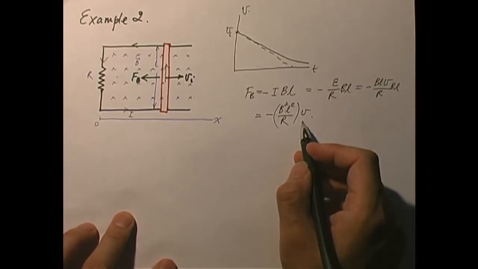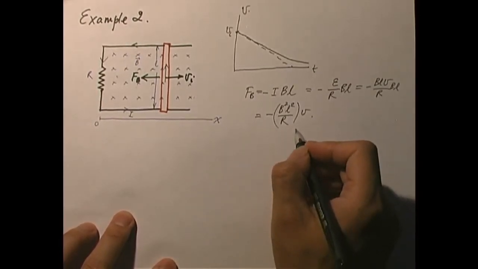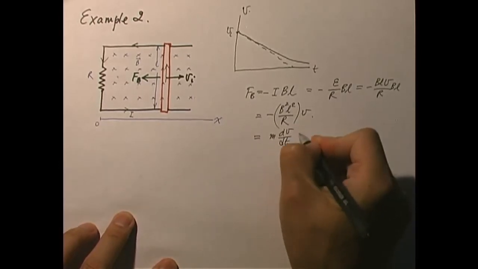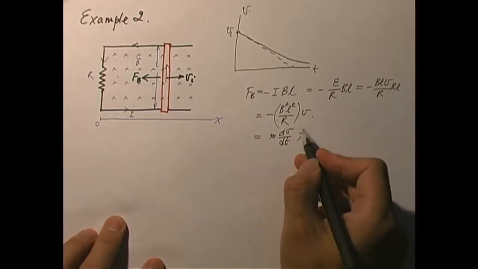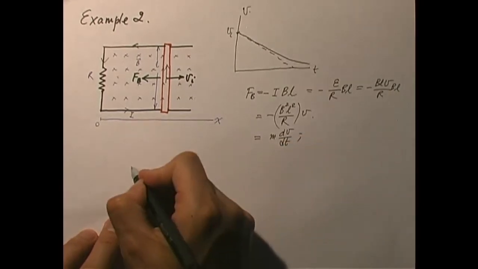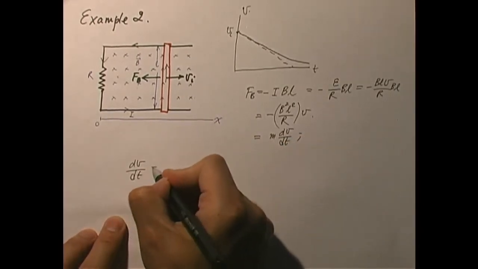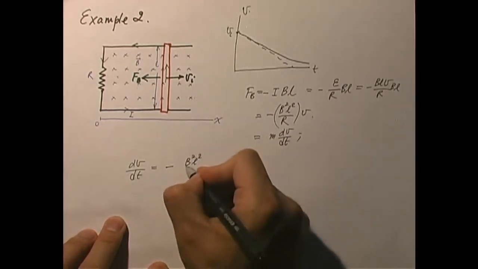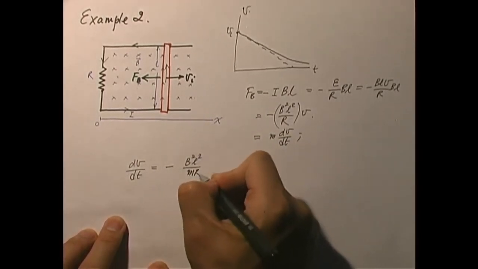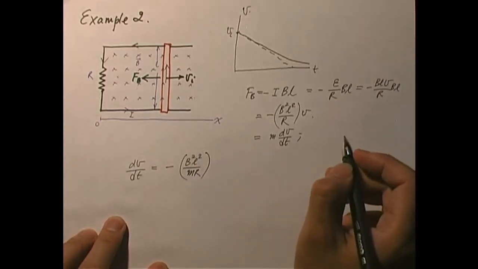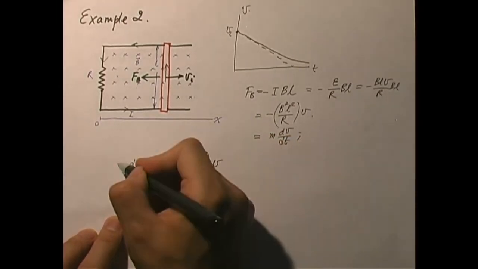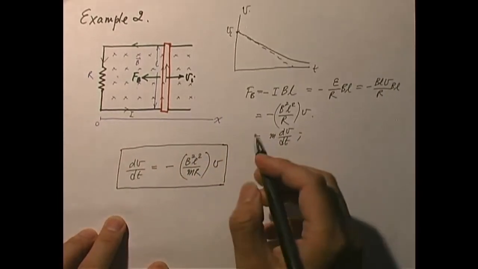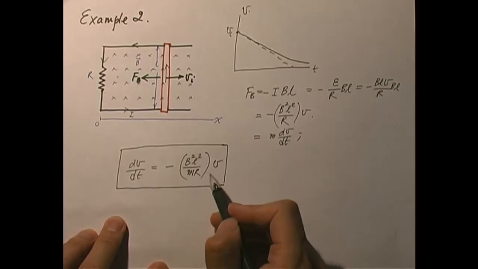Okay, and that equals mass times acceleration, m dv dt. And therefore, the equation of motion should be this. It should be dv dt equals to what? I'm going to move that m over: negative B squared L squared over mR, that's a constant, times v. Okay, that is the equation of motion. You see, the acceleration is not a constant, it depends on v.